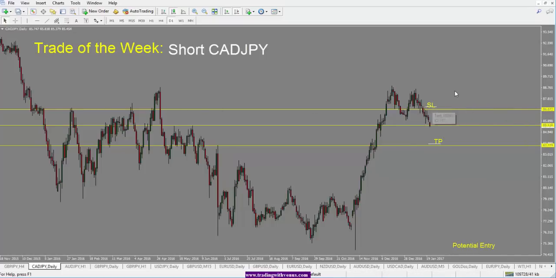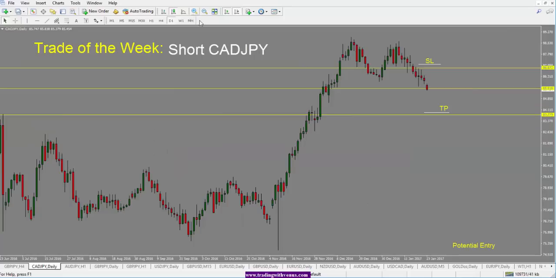We want the stop loss to be a little bit higher so the trade has room to breathe. In that case, our stop could go at the 87 level. So our potential entry is a hold below 85.50. Our take profit would be at the 83.80 level, and our stop loss at 87.00. So this is a 1-to-1 risk to reward ratio trade.